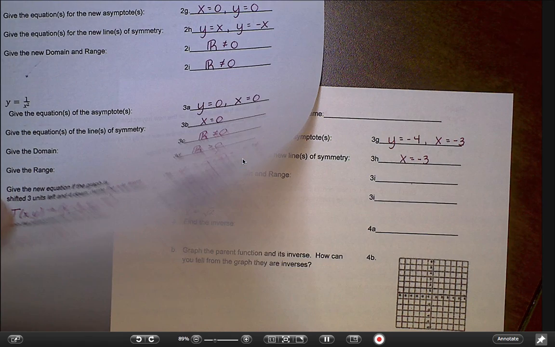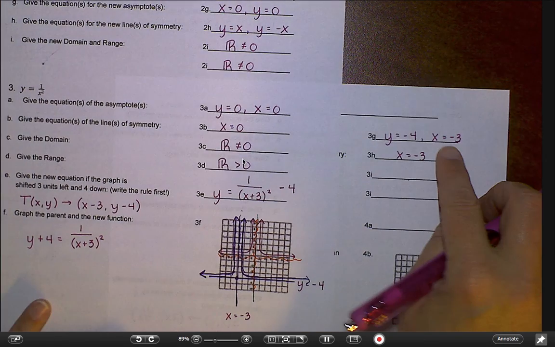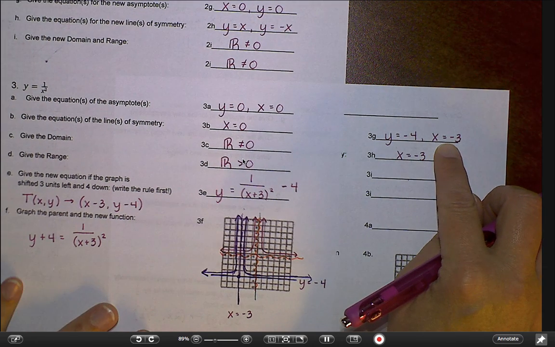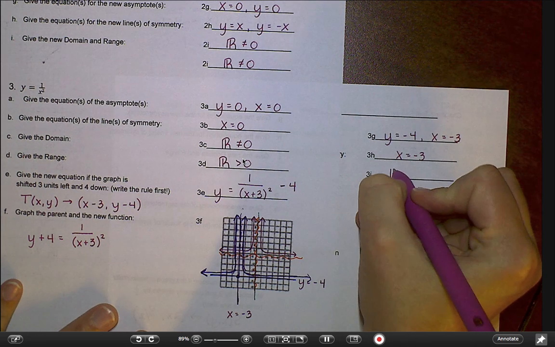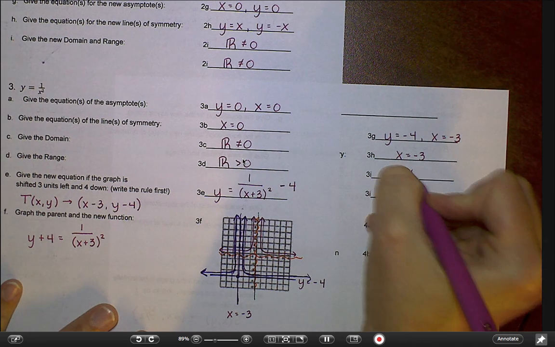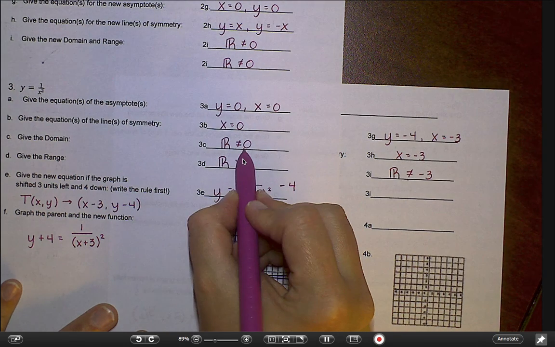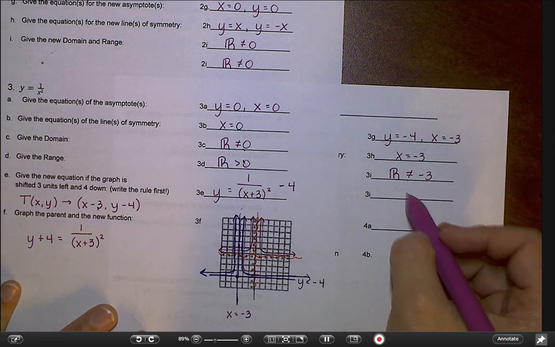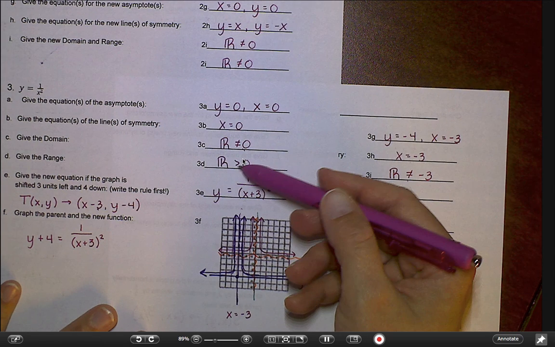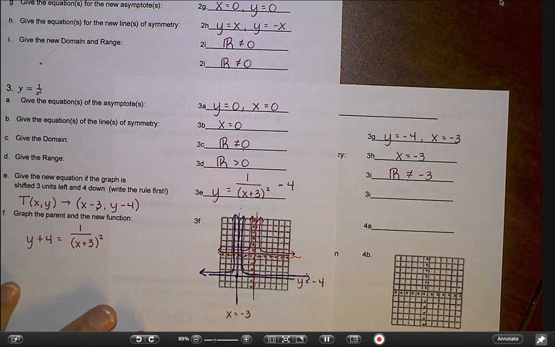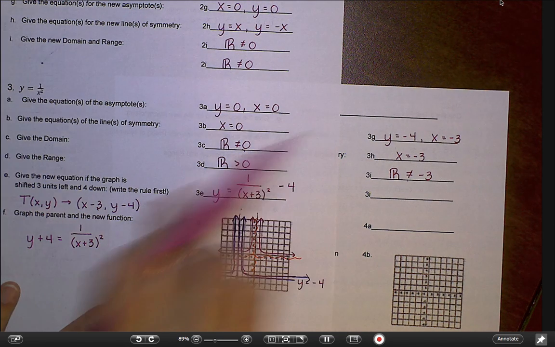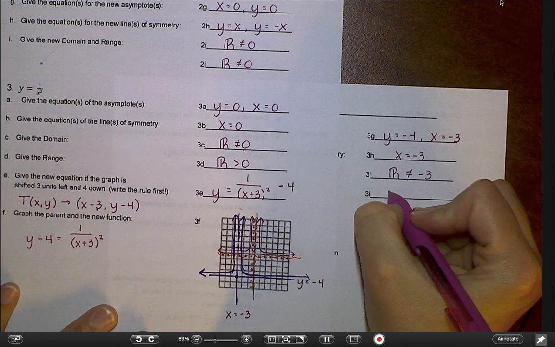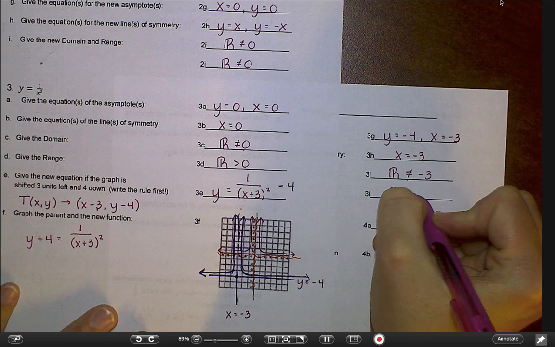Okay, new domain and range. So for my domain, I've got an asymptote at x equals -3, meaning that I can never let x be -3 here. So I would now say my domain is all reals except -3. And you can think of it like, hey, I took that 0 and translated it according to this rule. And then for range, same thing. We used to have to stay above 0. That shifted down by 4, so now we have to stay above -4. So all real numbers greater than -4.